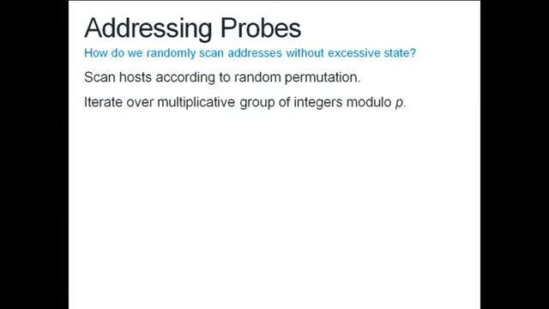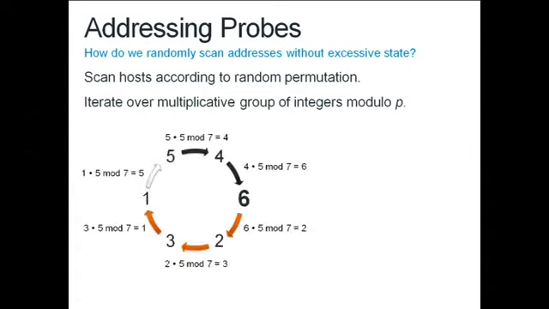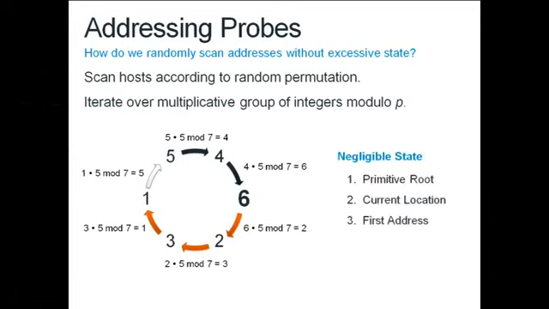So what we do instead is we use this trick from the world of math. No, this trick that the crypto people would think is trivial. Where we iterate over a multiplicative group of integers modulo p for some p that's about the size of the address space. So what this allows us to do is, with just a negligible, constant amount of space, that is the primitive root that defines this multiplicative group, our current location within the group, and the starting address, we can enumerate the IP address space in random order.